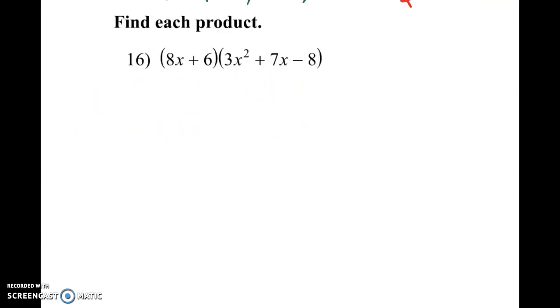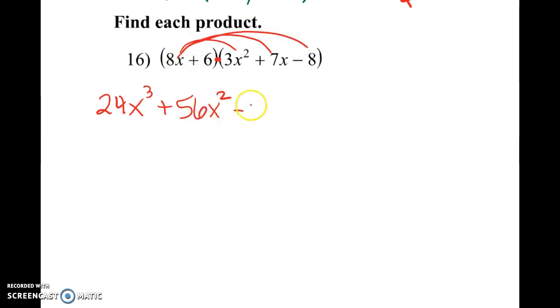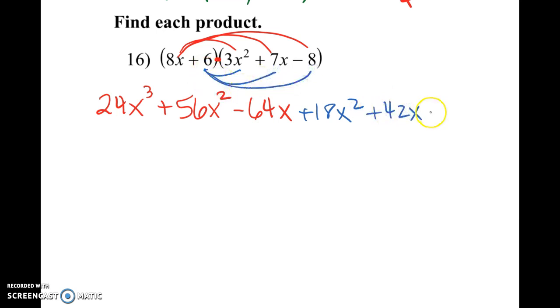Okay, so number 16, the operation in between, there's no addition, there's no subtraction. Instead, right here, there's multiplication when you have a parentheses next to a parentheses. So we're going to go ahead and distribute this. I'm going to get 24x cubed, 8 times 7 is 56, and I get x squared. 8x times negative 8 is a negative 64x. And now I need to distribute my 6 here. So I'm going to get an 18x squared, a 42x, and a negative 48.